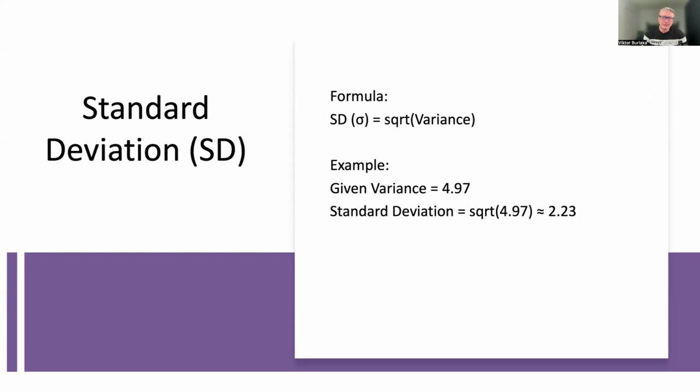Standard deviation is the square root of variance and provides a measure of data spread in the same units as the original values. If our variance is 4.97, the standard deviation is the square root of 4.97, which is roughly 2.23. The smaller the standard deviation, the closer the values are to the mean. Standard deviation is commonly used in research and practical applications because it is easier to interpret than variance.